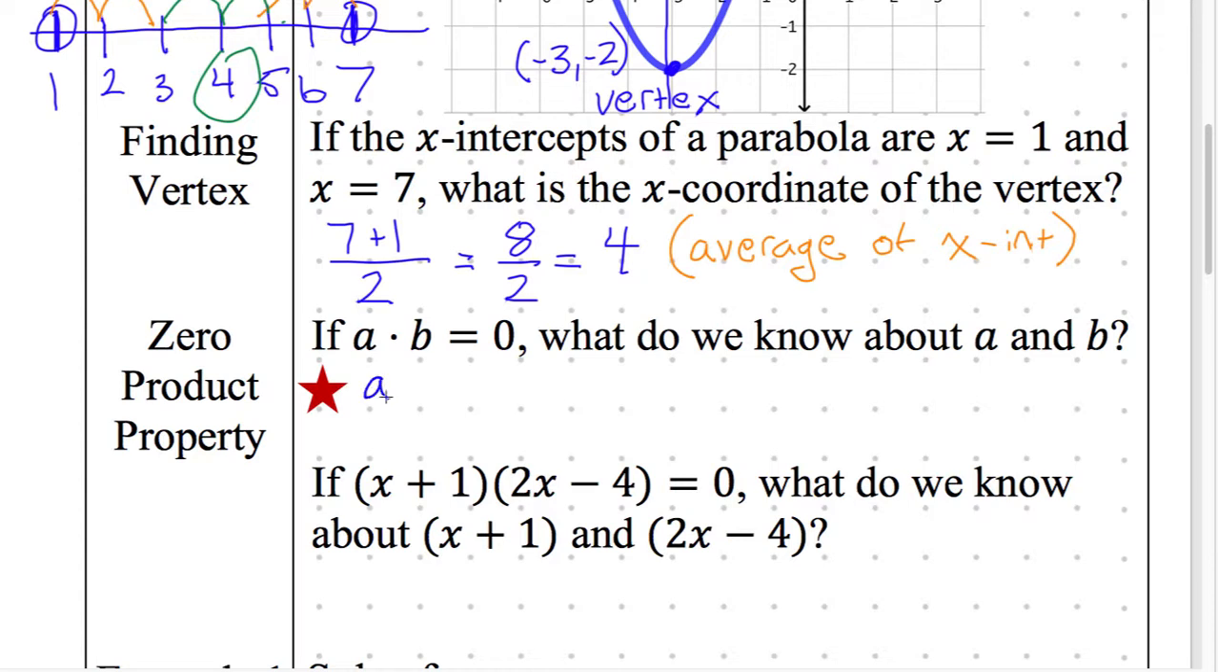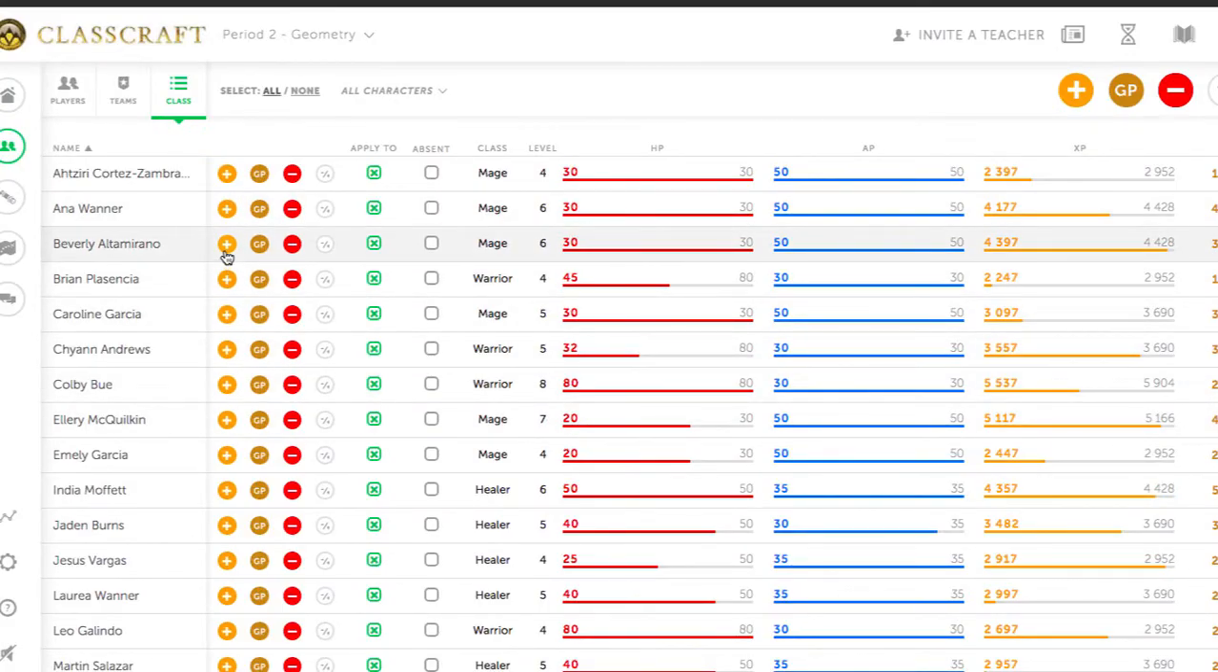Yep, write down: A or B is 0. One or the other is 0. And maybe both, right? It could be A and B both happen to be 0, because 0 times 0 is definitely 0. Thank you, Beverly.